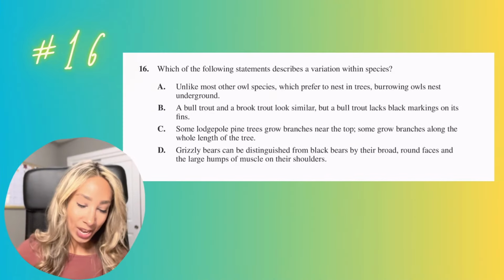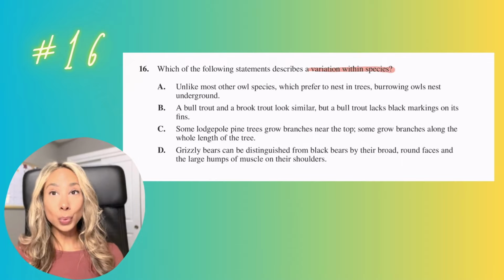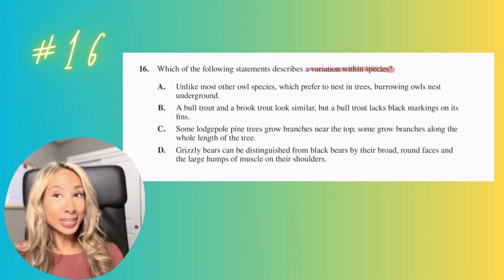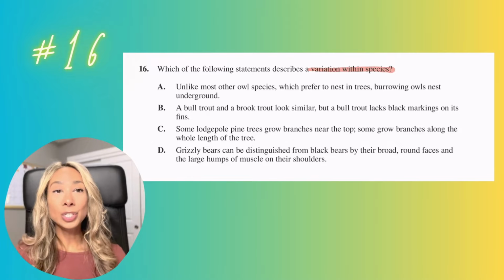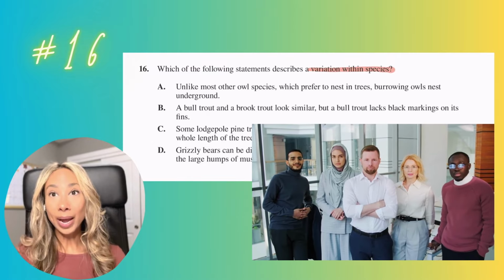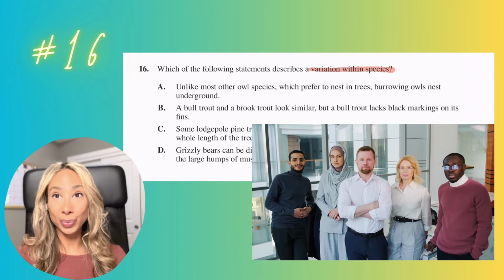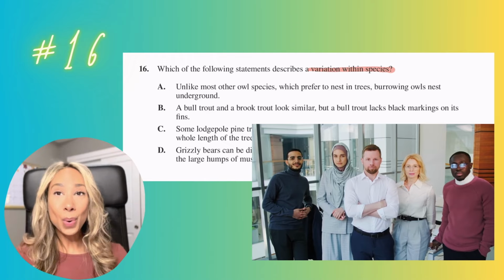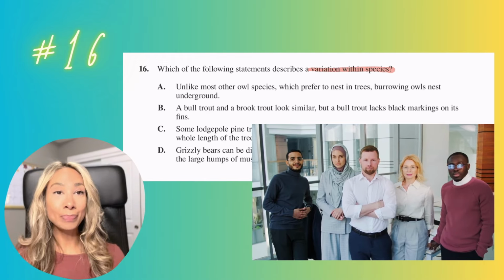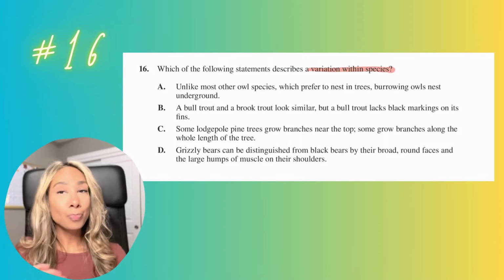Question number 16. Which of the following statements describes variation within a species? So we need to think there's variation between species and variations within species. So if it's within species, my best example to use for that is humans, right? While we are all part of the human population, there are variations within us, whether that's within our own family or even the difference between you and I right now. So we want to know which of the following is looking at the same species but has some slight differences.